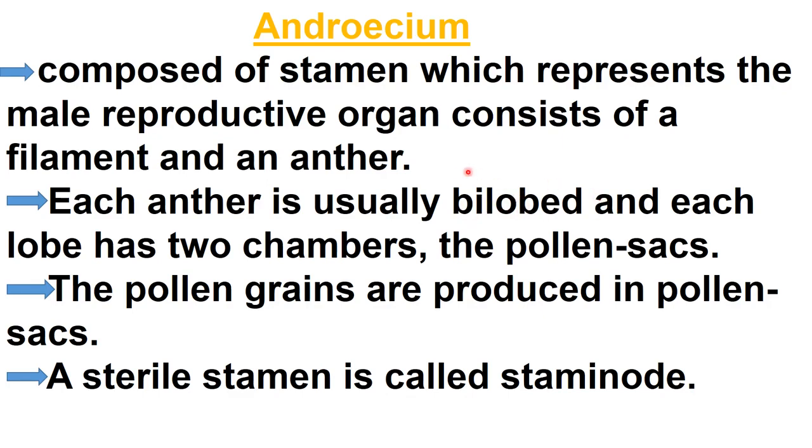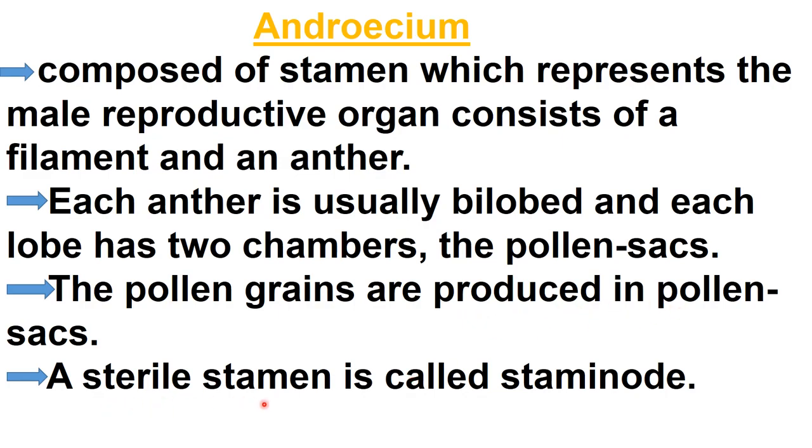Bilobed means divided into two lobes, and each lobe has two chambers. So each of these two lobes will have two chambers, right? The two chambers present in each lobe are called pollen sacs, and inside these pollen sacs pollen grains are produced, right? So pollen grains are produced inside the pollen sac.